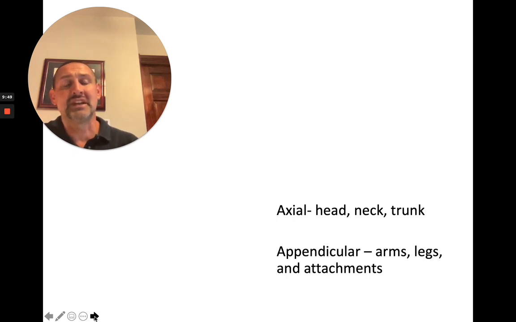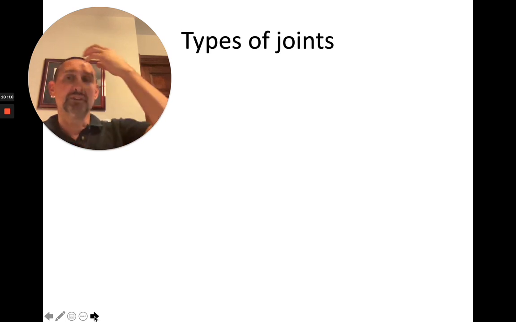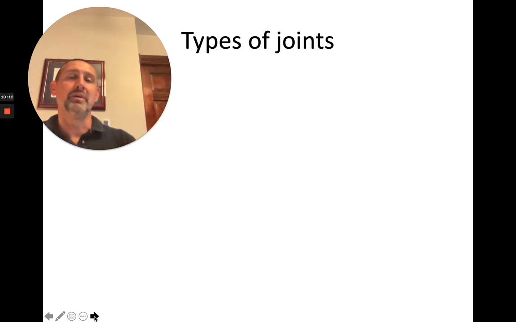The axial skeleton consists of the head, neck, and trunk. So bones that are part of the head, neck, and trunk are axial. Bones that are part of the appendages, arms, legs, and their attachments are appendicular. So for example, the humerus, the bone in your upper arm, is appendicular. So is the clavicle, because that's how your arm attaches. But your frontal bone, that is axial.